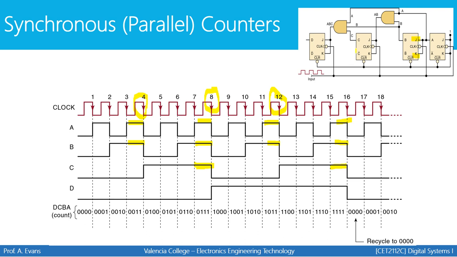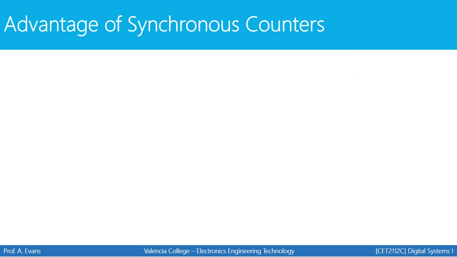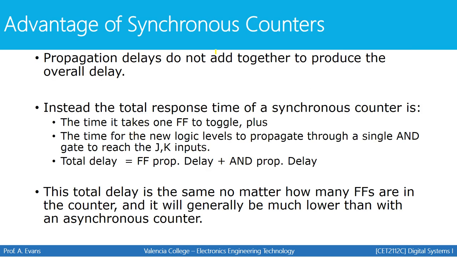And the same thing with the AND gates. All the AND gates are changing their outputs at the same time. So you could have one AND gate or 100 AND gates, and the delay is going to be the same because they're all changing their outputs at the exact same time. So that's an advantage of a synchronous or a parallel counter. So the nice thing about this is that you can use a synchronous counter for higher frequencies, and you can use a synchronous counter when you want to count to larger numbers and you won't have to worry about that delay.